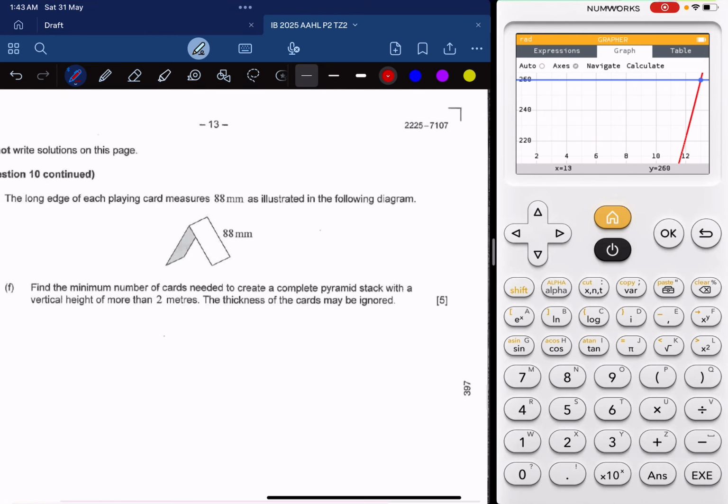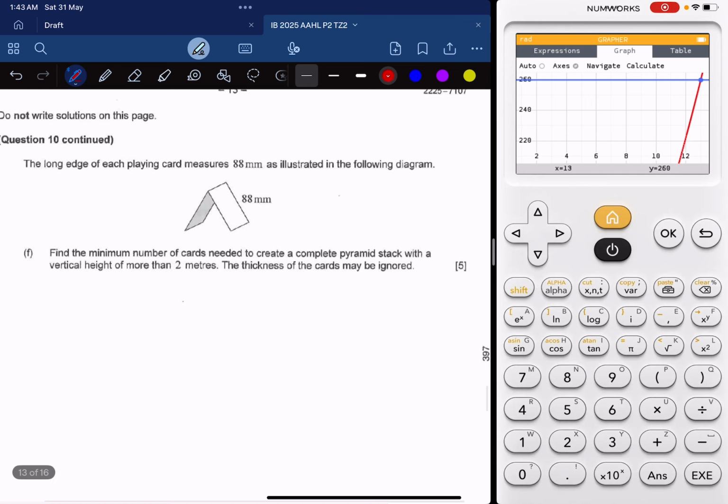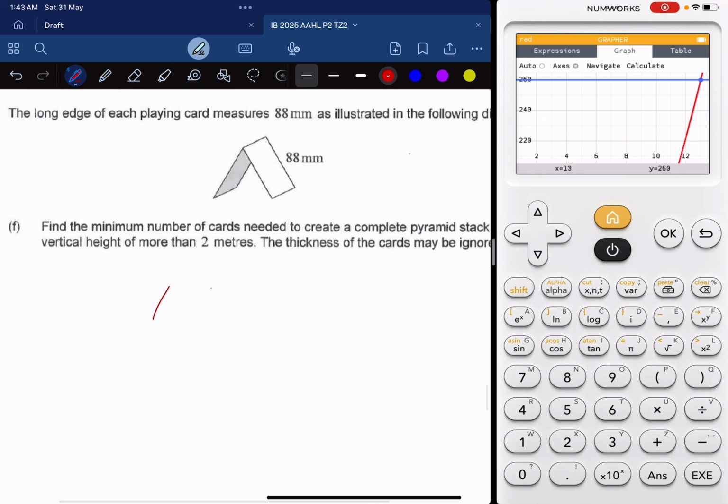Okay, so a long edge of a playing card measures 88 mm, and an illustrative diagram. Find the minimum number of cards needed to create a complete stack with a height more than 2 meters. So 2 meters, right? So let's say a card box looks like this, right? So this is like 88 mm. So maybe make it bigger. So 88 mm.